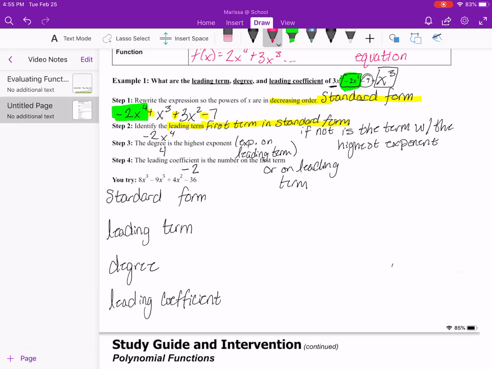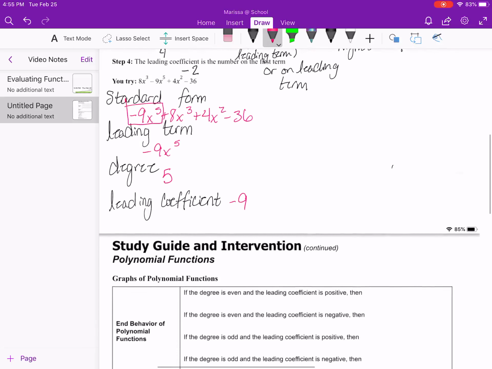All right, so once you have that done, you should have gotten negative 9x to the 5th plus 8x to the 3rd plus 4x squared minus 36. So our leading term is this first term, negative 9x to the 5th, meaning our degree, our highest exponent, is 5. And our leading coefficient, the number with the variable of the highest exponent, is negative 9. So hopefully you got that. We are going to move on.